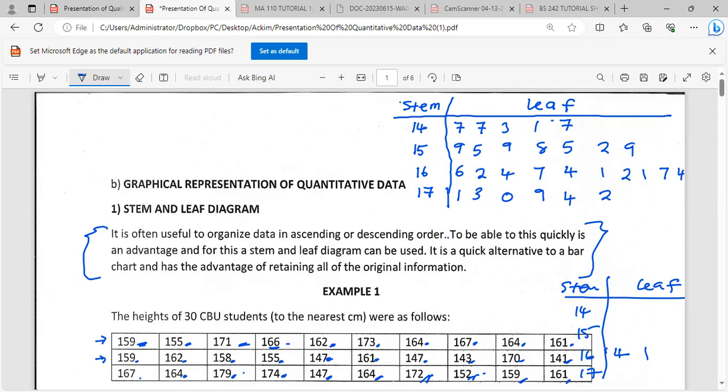Now, this is not your final answer. This is the working. Your final answer is now to write these numbers in ascending order. These numbers, we have to write them in order. Just up to that stage, is it clear?